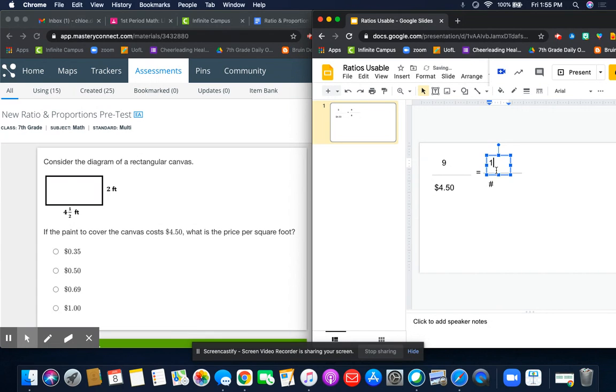So we have 1 square foot. I'll get my units in here for you guys. So this was 9 square feet. We have 1 square foot. And I'm looking to solve for this. So you should cross multiply and divide. That should give you your value per square foot.